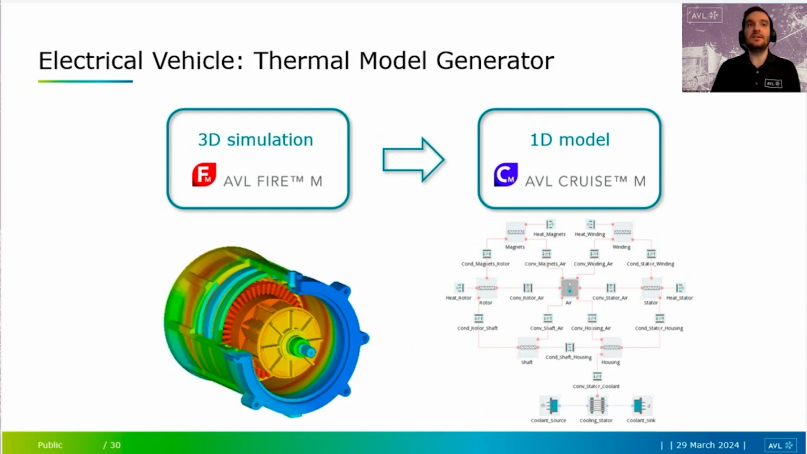So you can see your 3D e-motor. We've been looking at 3D results throughout this whole presentation. This is the 1D diagram of this. So you can see you have rotor, magnet, winding, stator, housing, shaft, air, and you have your different modes of heat transfer around here. And then you have a cooling liquid path down here that cools the stator, the housing.